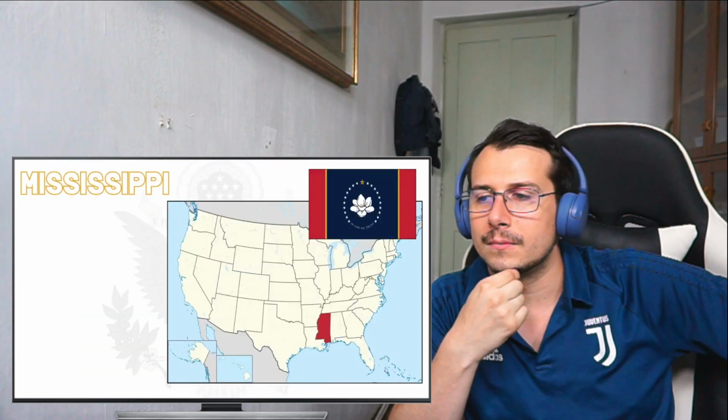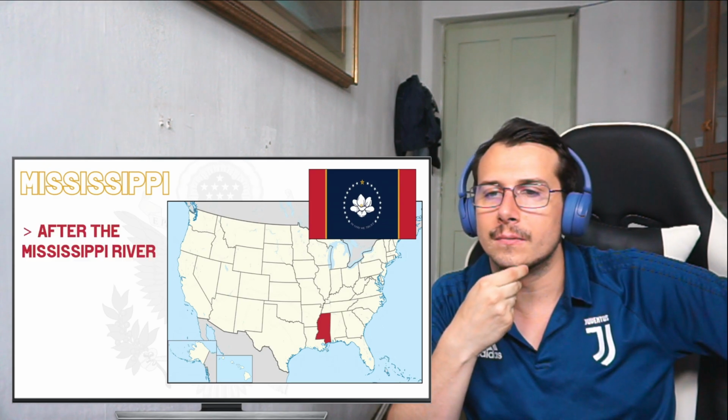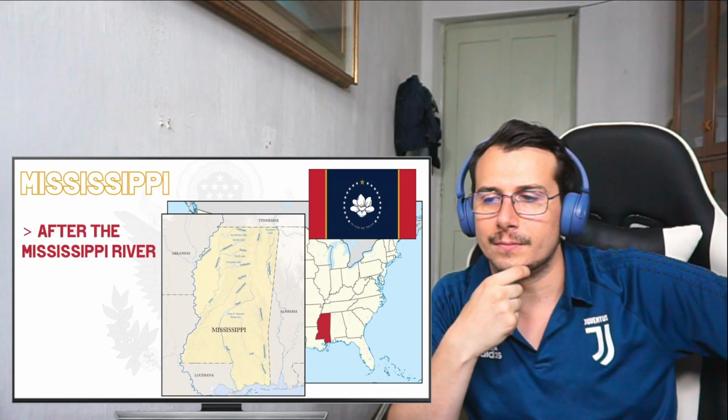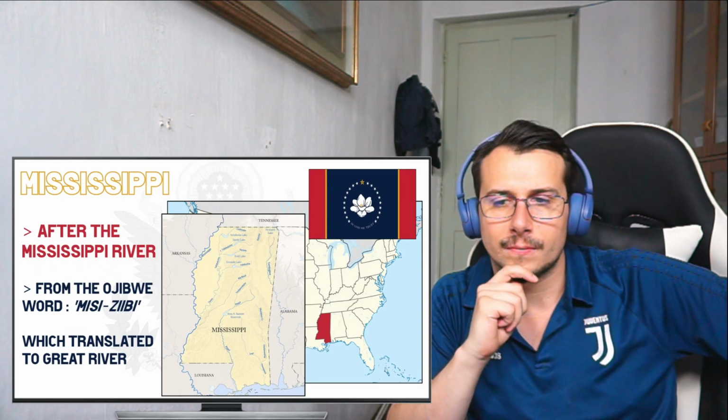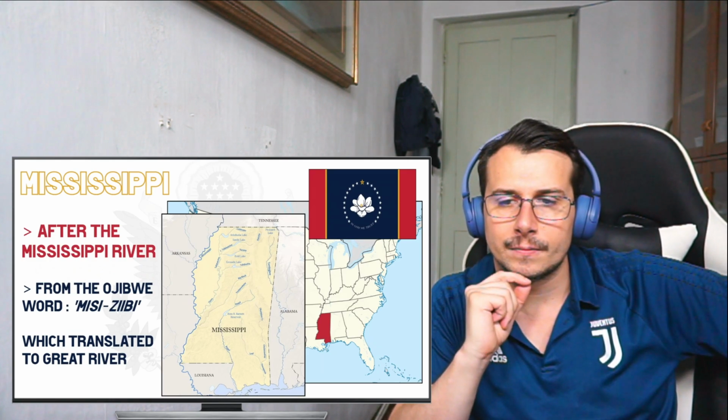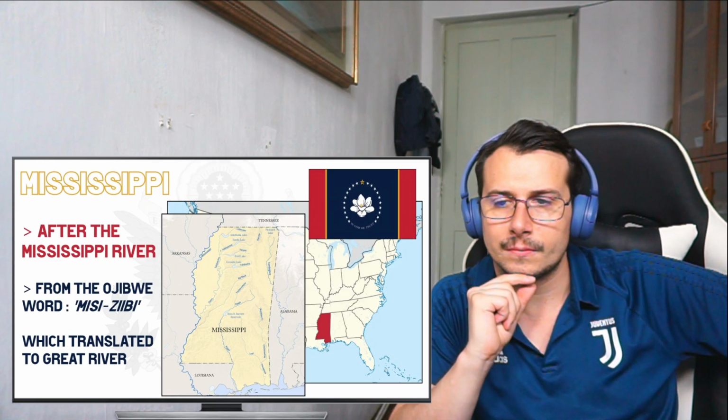Mississippi follows the trend of being named after the local river, the Mississippi, which defines its western boundary. European settlers named it after the Ojibwe word Mississippi, which translates to Great River.